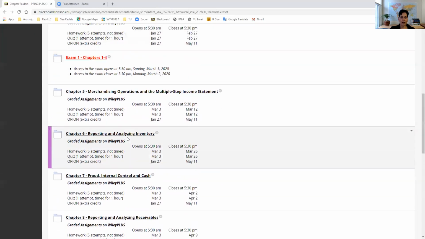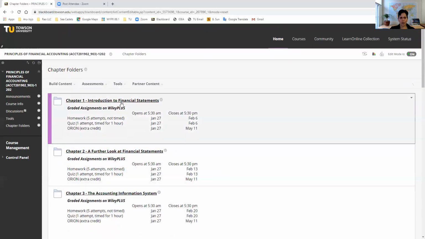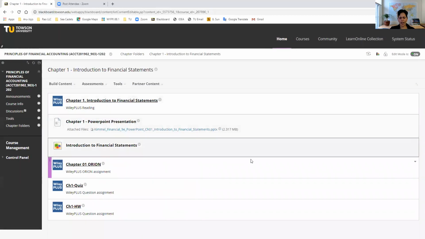Let me go into an individual chapter and see what it looks like, the folder. I've tried to keep this again consistent for all chapters.